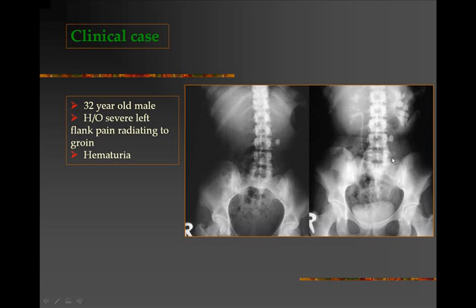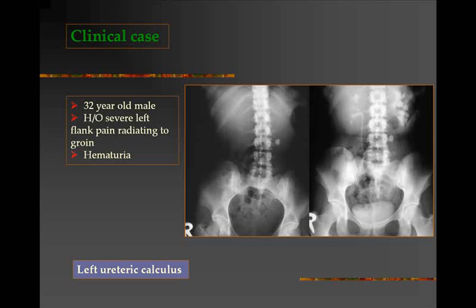The left ureter is not visible, but the pelvic calyceal system is seen here, which is dilated and enlarged as compared to the right side. This is a case of left ureteric calculus, and this stone is present right here in the left ureter. Multiple stones are also seen in the pelvic calyceal system of the left kidney. When one of these stones comes into the ureter, it creates the symptoms of pain and leads to hematuria.